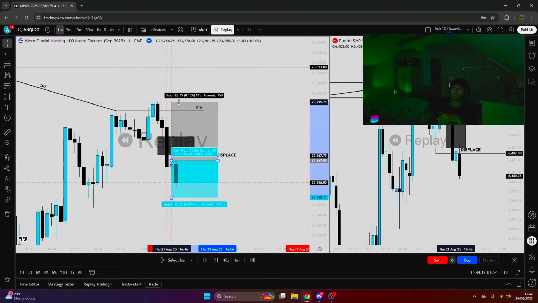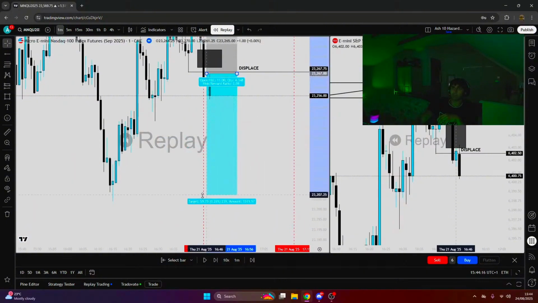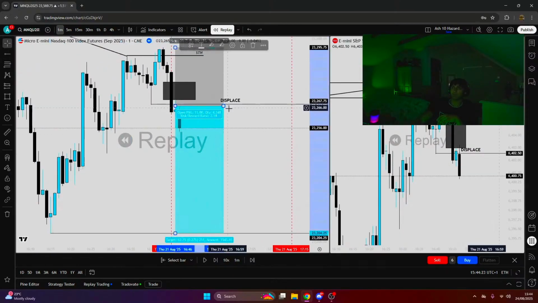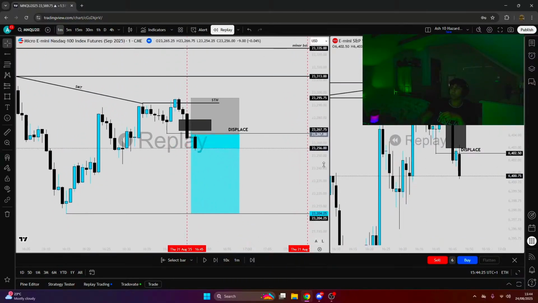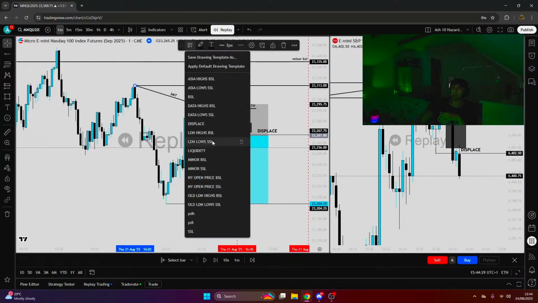In this case, we've got a 28 handle stop, and I'd want to target the 1 to 2, so it'd be this low here. Okay, so let's say for example we went off just a tap on ES. This is super clean, look at this. So we've got another sweep of minor buy side.